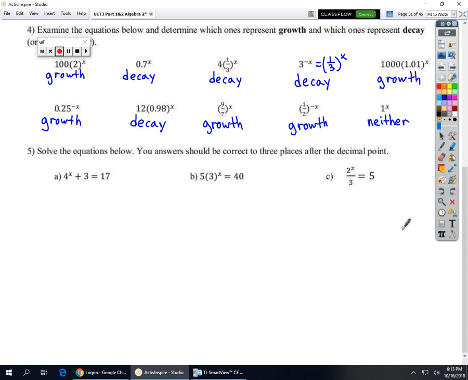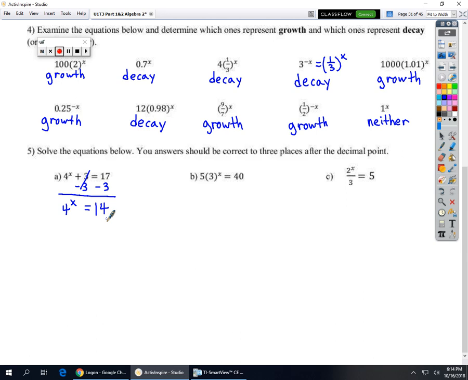So next, 5. We got 3 solving problems here. Solve the equations. Your answer should be correct to 3 places after the decimal point. So this is a lot of guessing and trying it around. For A, I got 4 to the x plus 3 equals 17. Well, I want to solve for the x, so first thing I would do is get rid of that 3, subtract the 3. So that's 4 to the power of x, the 3's cancel, equals 17 minus 3 is 14.